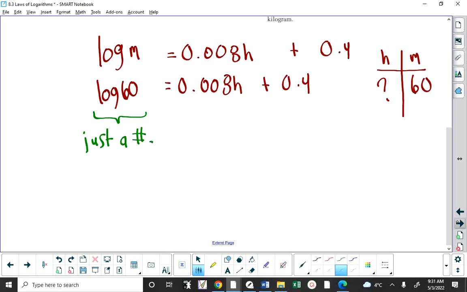The value of it may be of importance, but it's just a number. So solving this equation is no different than solving 3 equals 2x minus 11. What you're going to have to do is take log of 60, subtract 0.4, and then divide by 0.008. And that will give you the answer. Okay. All right, let's move on.